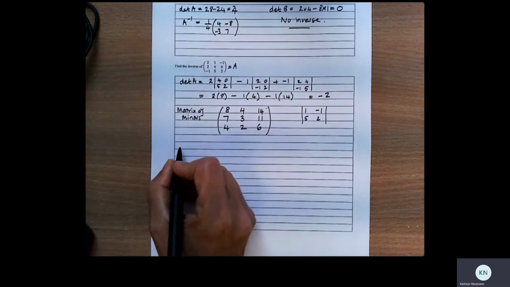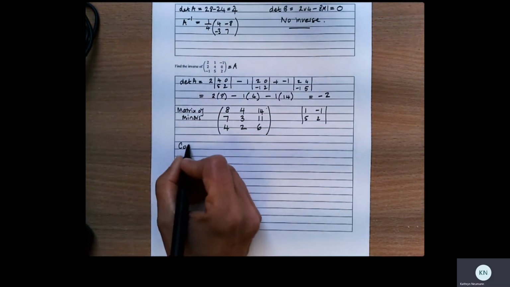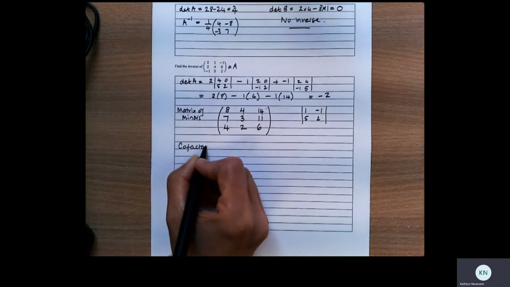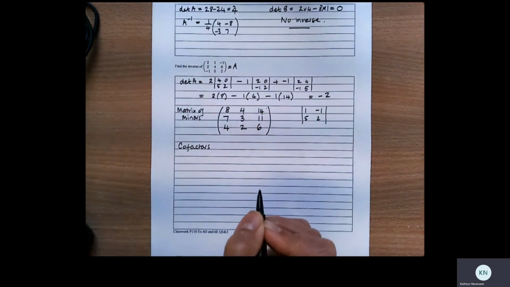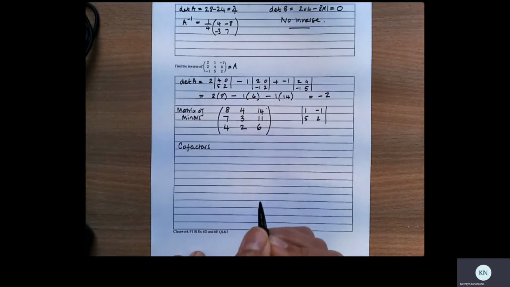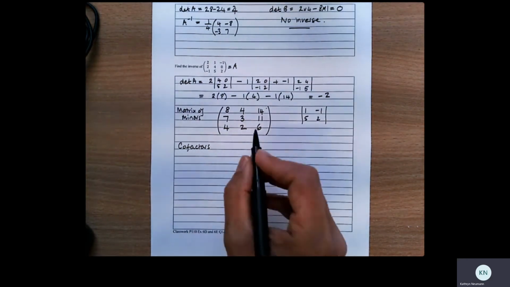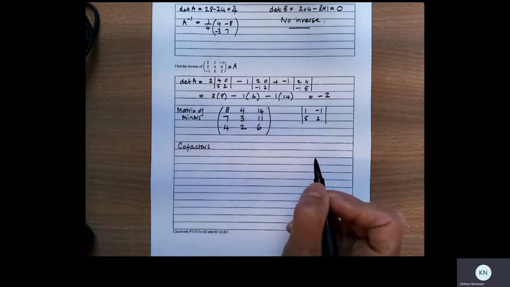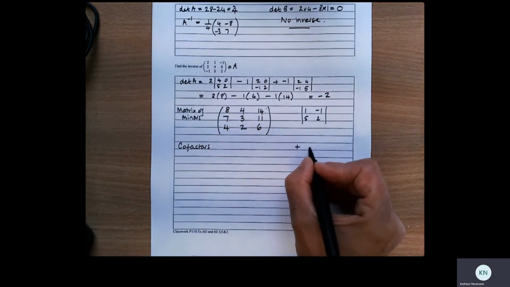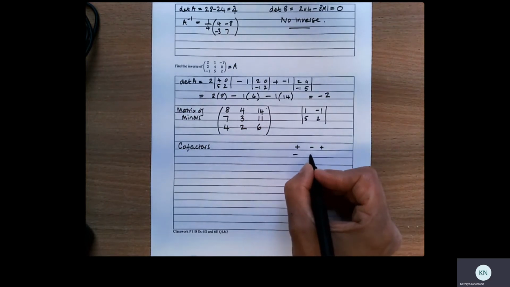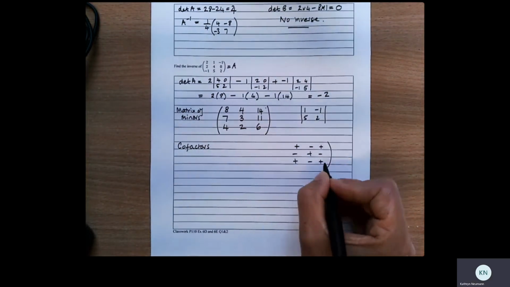We now need to find what's called the matrix of cofactors. And the matrix of cofactors is what you get when you apply what's called the alternating rule of signs, and you apply plus minus signs to this matrix of minors. So what that means is we apply this rule here to each of the elements.